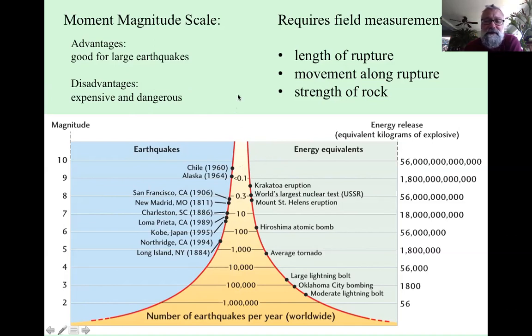So those are the basic types of waves and how to determine the location using triangulation and the various methods of magnitude. Thank you very much.